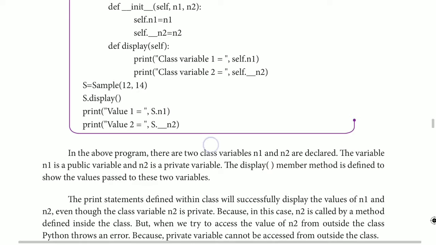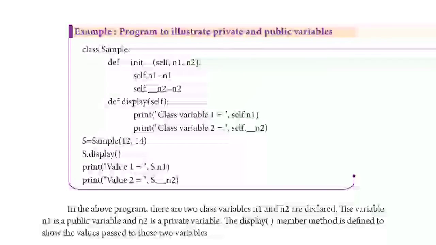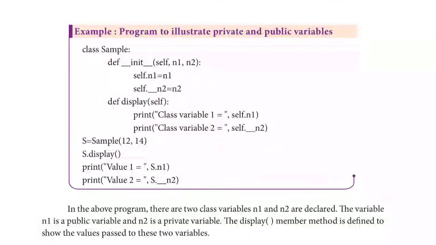Here you can see that the display method will successfully display the two variables n1 and n2, but after that s.display there are two statements. The first statement will execute properly, s.n1 will work properly, but the next statement, s.__n2, will not work properly because we are accessing a private member outside the class with the dot operator. So you cannot access it, and Python will throw an error.